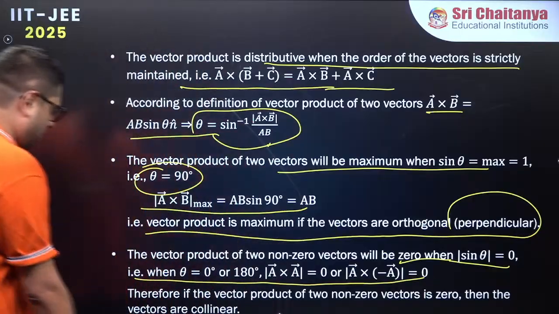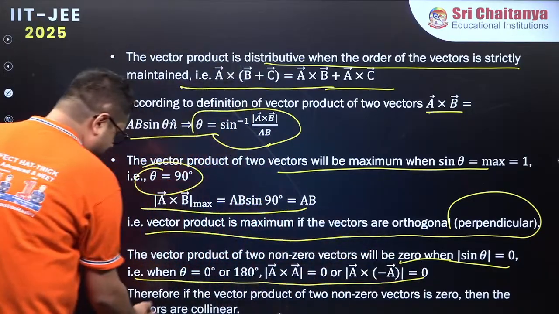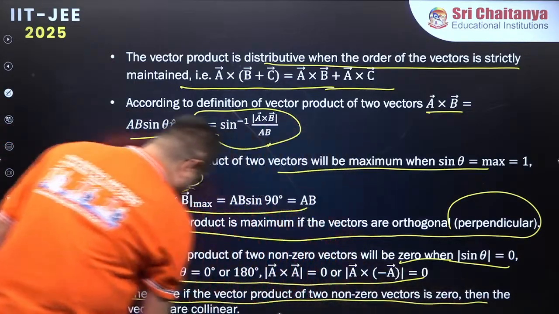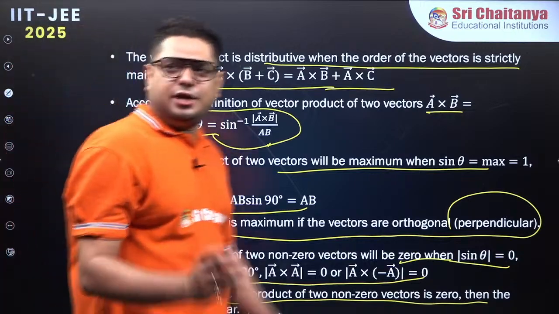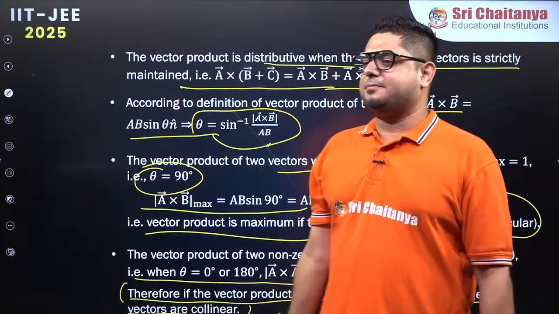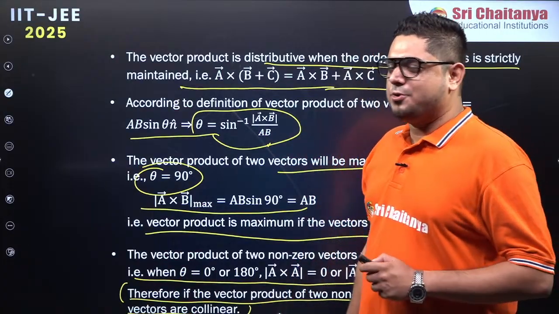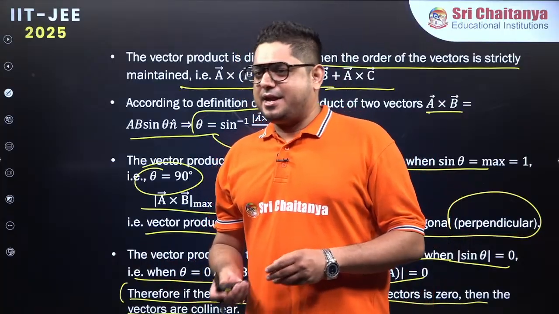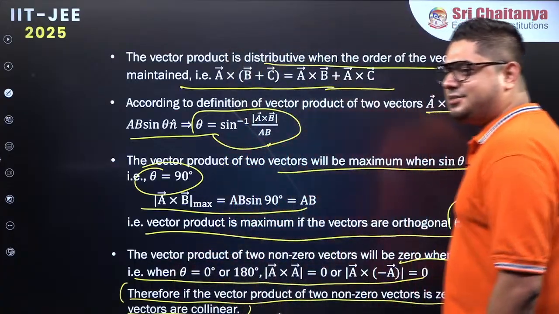So now, if the vector product of two non-zero vectors is 0, then the vectors are collinear. This is also a very important statement which I have mentioned over here. So the vectors are going to be collinear with respect to each other. I hope it's clear, everyone. I hope you are following. Those who are following can ask something over here. Okay, now the next slide, please.